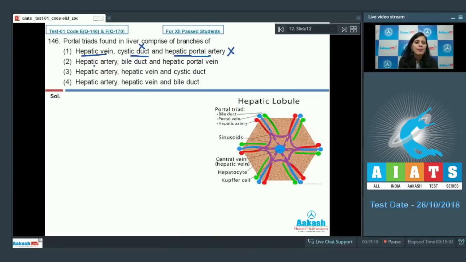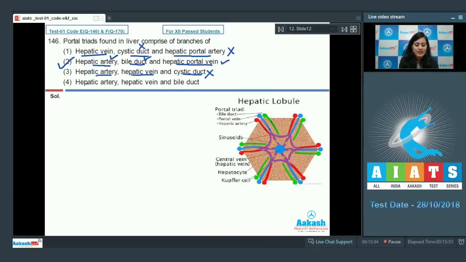The second option is hepatic artery. Yes, it is present in this triad. Bile duct, yes, and hepatic portal vein. It is also present. So the correct answer is option number 2. The third option is hepatic artery, hepatic vein, and cystic duct. Cystic duct is not a part of this triad. So this is an incorrect option.